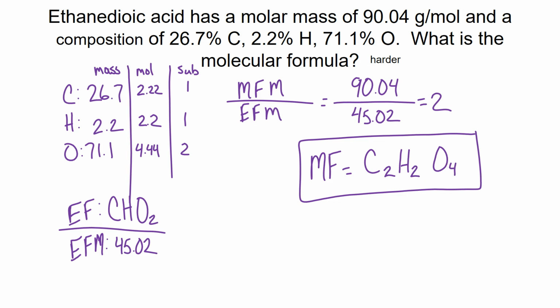You don't understand what? I added them together. I didn't get that. 12.01, 1.01. I have 2 oxygens. Because it told me.